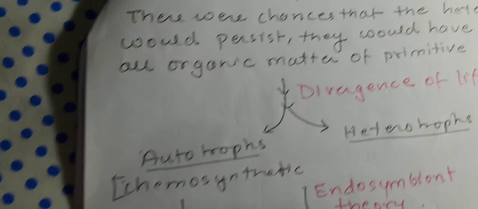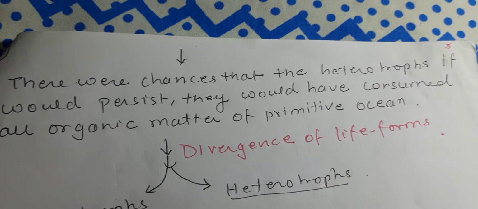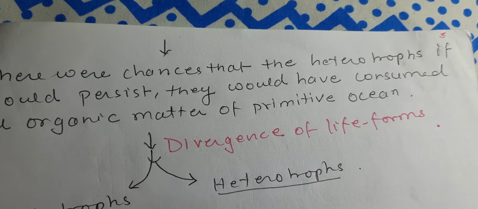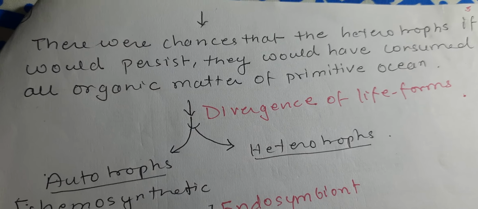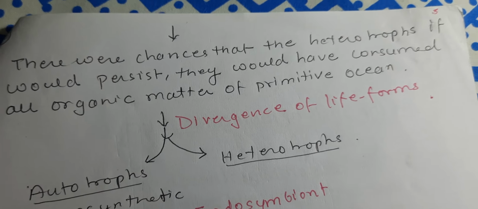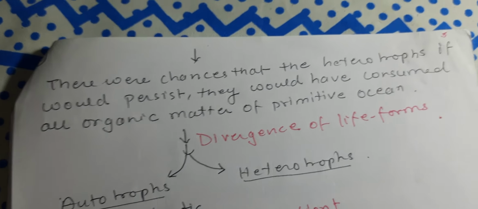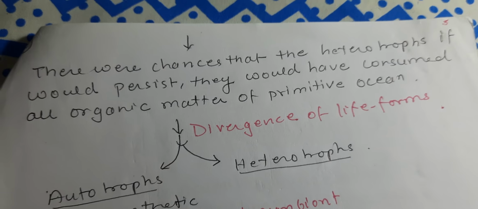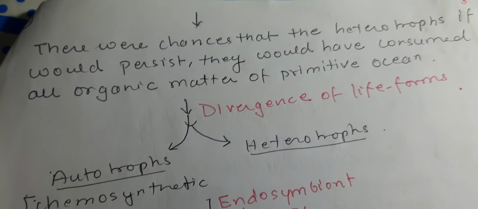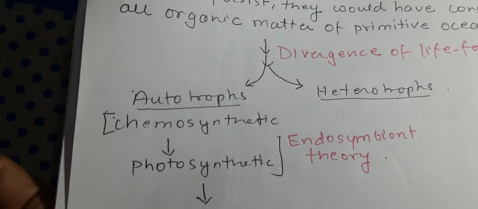There were chances that the heterotrophs, if they would persist, would have consumed all the organic matter of the primitive ocean. So this is a hypothesis for why the heterotrophs got converted into autotrophs. So from here the divergence of life occurs. So autotrophs are formed, heterotrophs were there.